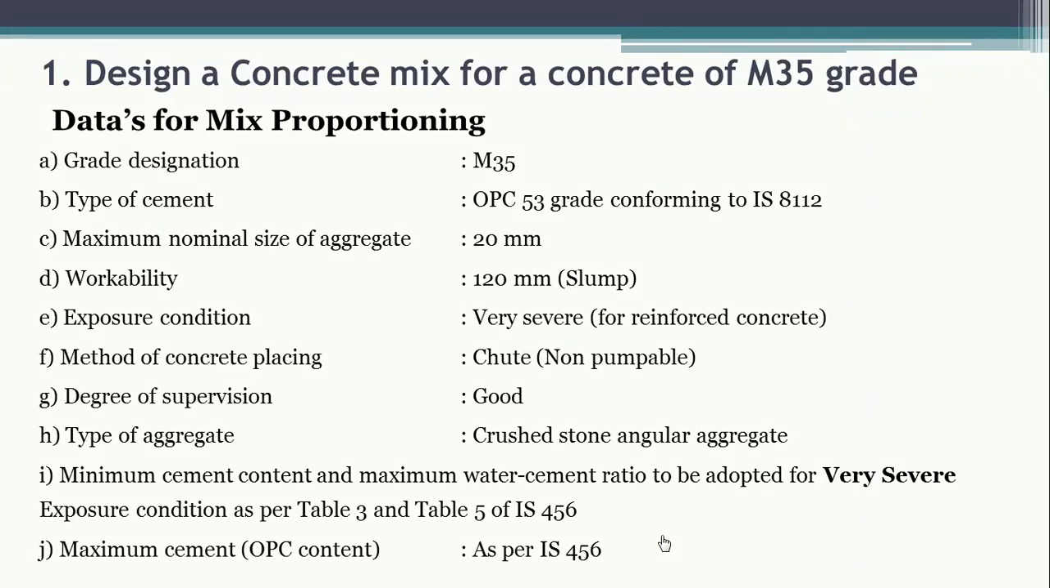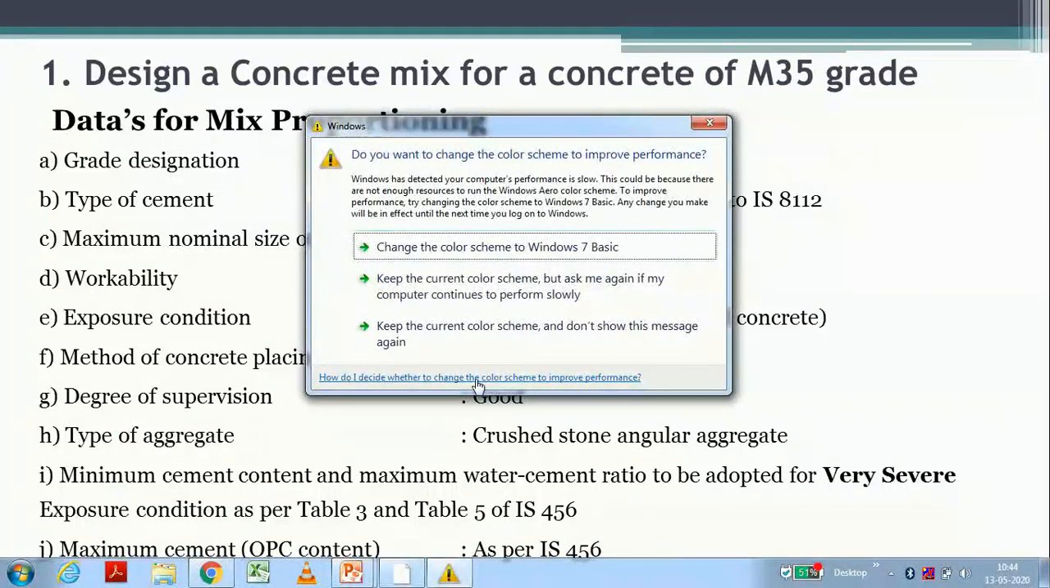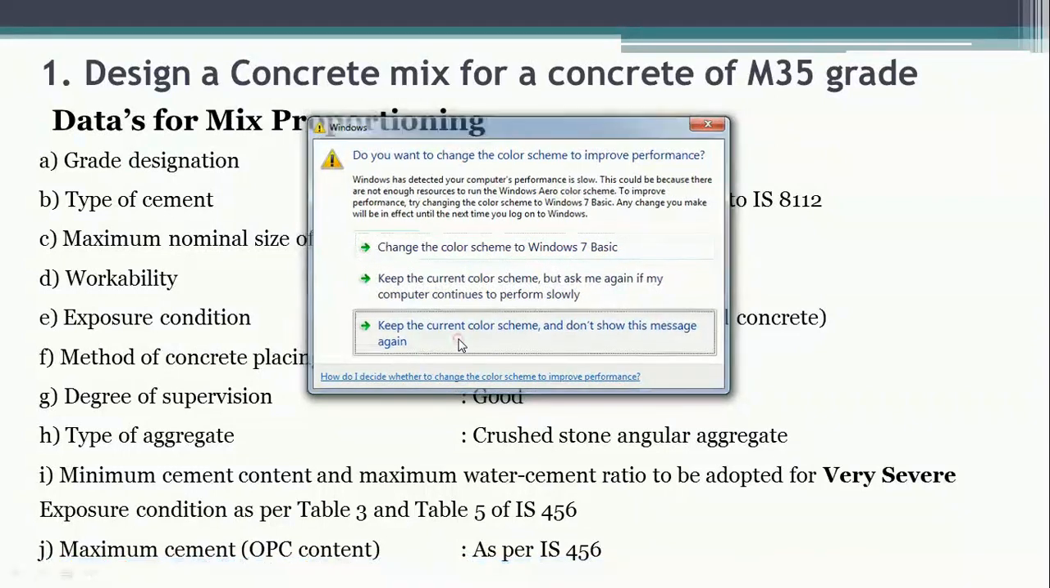So here, design a concrete mix for a concrete of M35 grade. In the first we did M40, in the second we are doing M35. The type of cement used is OPC 53. There we used OPC 43 in the first problem. Maximum nominal size of aggregate is 20 mm, same. Workability is 120 mm slump.